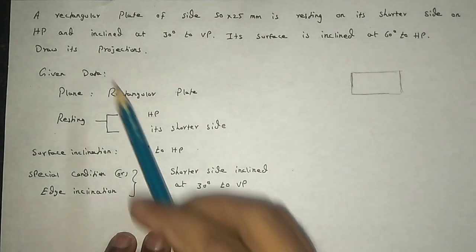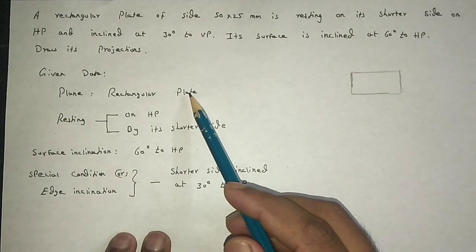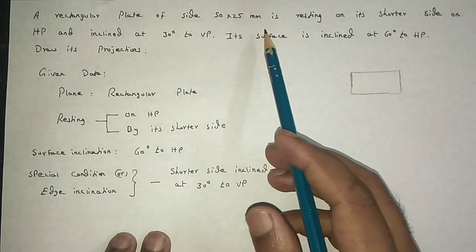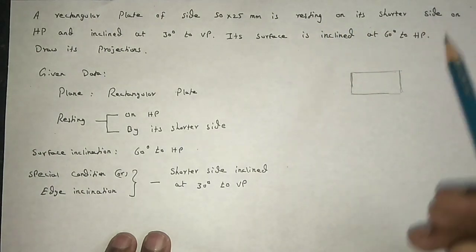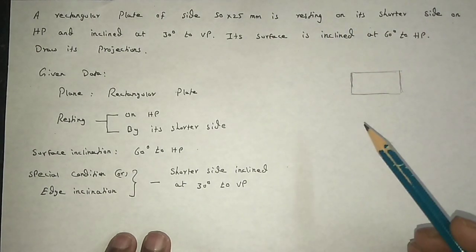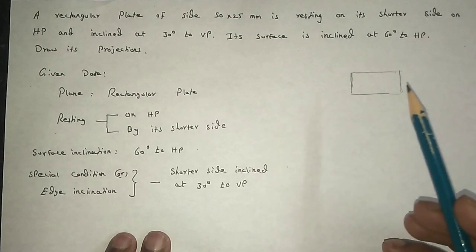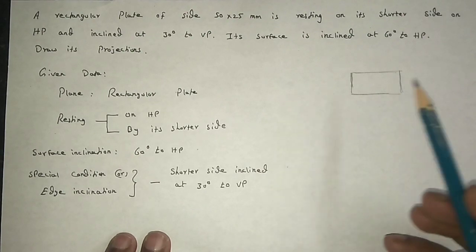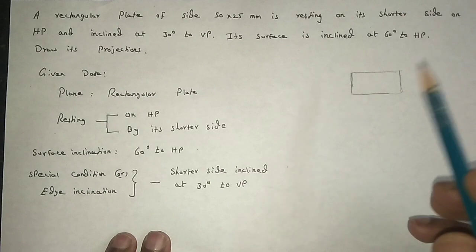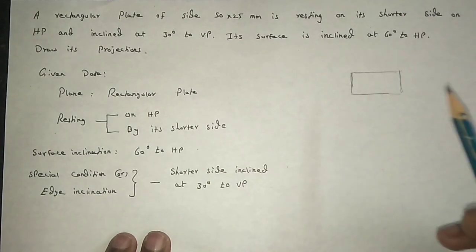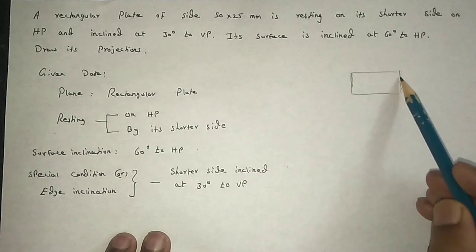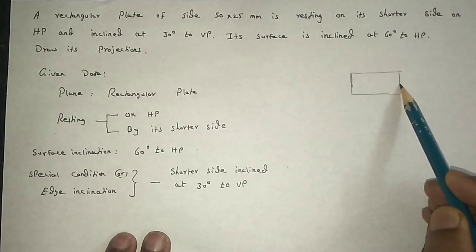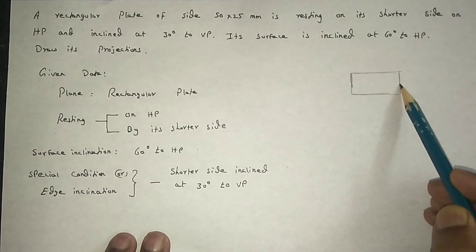The given plane is a rectangular plate and its size is 50 cross 25 mm. It is resting on its shorter side. One shorter side of the plane is resting. The plane is horizontal plane. Okay. So on the horizontal plane, the shorter side of this rectangular plate is resting. Okay. So in this rectangle, this is the longer side, this one is the shorter side. This shorter side is resting on the horizontal plane.